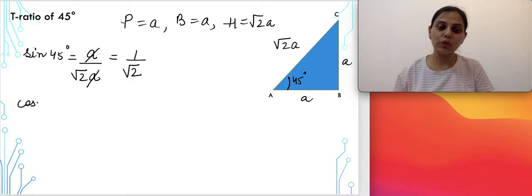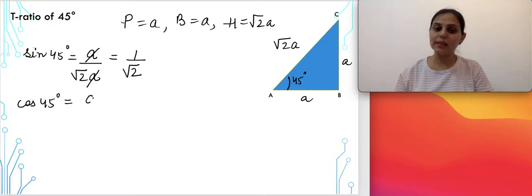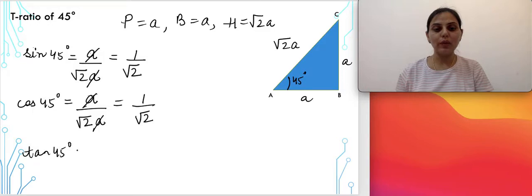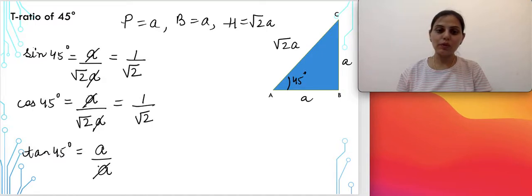Similarly, for cos 45, when you calculate the value, it will be base upon hypotenuse. Base in this case is A again, and hypotenuse is square root 2A. A and A get cancelled, so it will be 1 upon root 2. Similarly, for tan 45, it will be equal to the ratio of perpendicular and base. Perpendicular is A in this case, and base is also A. So when we cancel the terms, the answer will be equal to 1.